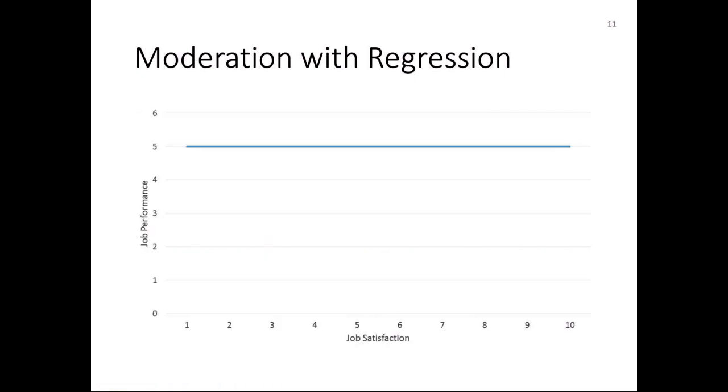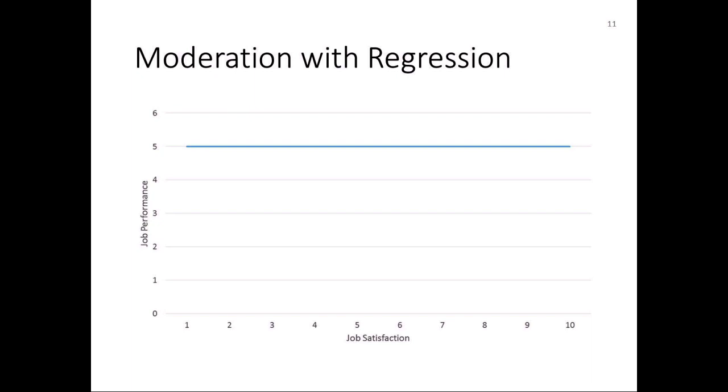So let's look at this example. So going back to the classic example we keep on going back to over and over again, we might be looking at job satisfaction and job performance. So in this example, there is no relationship. It doesn't matter what your job satisfaction is. In this example, job performance is always 5. Whether your job satisfaction is a 1 or a 10, your job performance is always a 5. So if we just looked at that direct effect, we would think there's no real relationship there. We would just move on and that would be that.